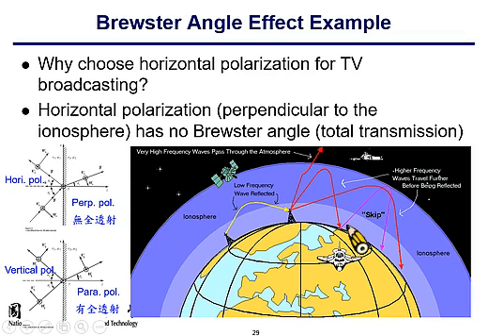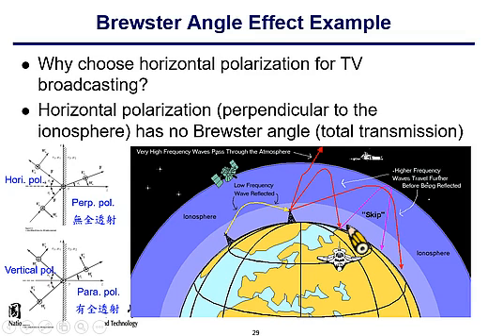So the reason why we choose horizontal polarization 70 years ago is because the wave can be regarded as perpendicular polarization from the perspective of the atmosphere and ionosphere interface. And because perpendicular polarization has no Brewster angle, has no total transmission, more or less the incident wave will be reflected, so that if you choose horizontal polarization, you can cover a larger area for those TV broadcasting towers.